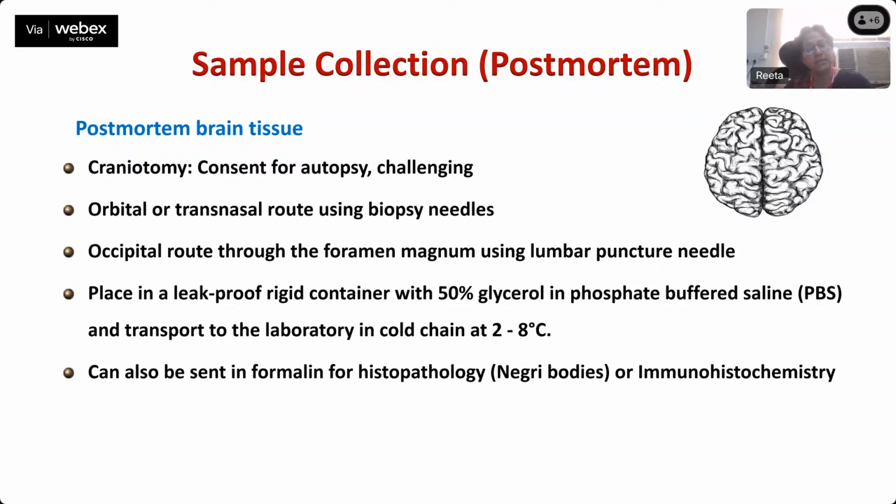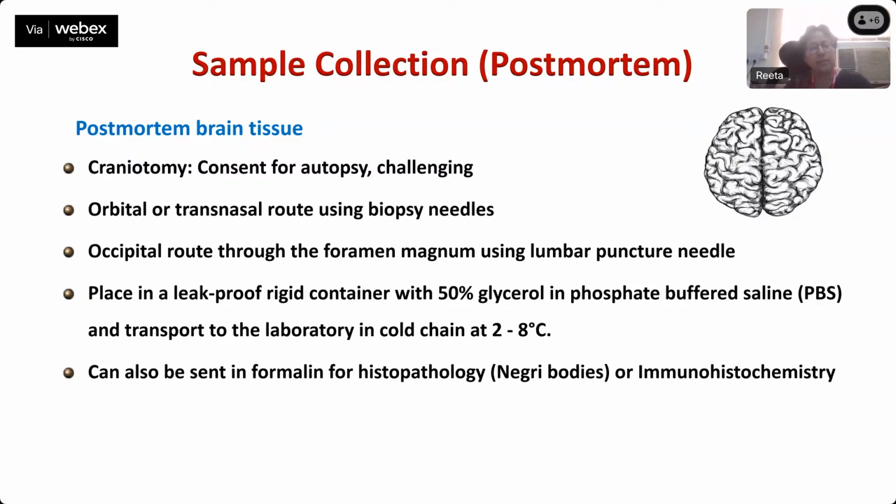Now, how can you collect a post-mortem brain sample? You can either do a craniotomy or cut the skull to collect the brain, which requires consent from the family and may be quite challenging. However, there are other simpler ways to collect the brain sample by the orbital or the transnasal route, or even through the occipital route using lumbar puncture needles. This can help us collect a small bit of brain tissue, which can be tested in the laboratory.